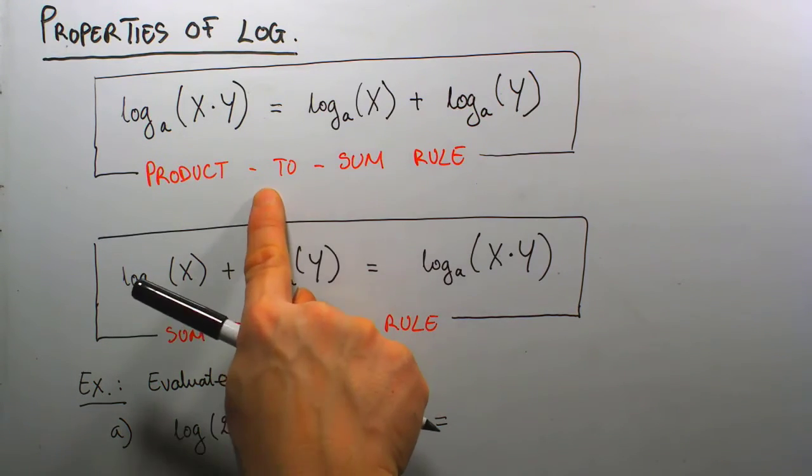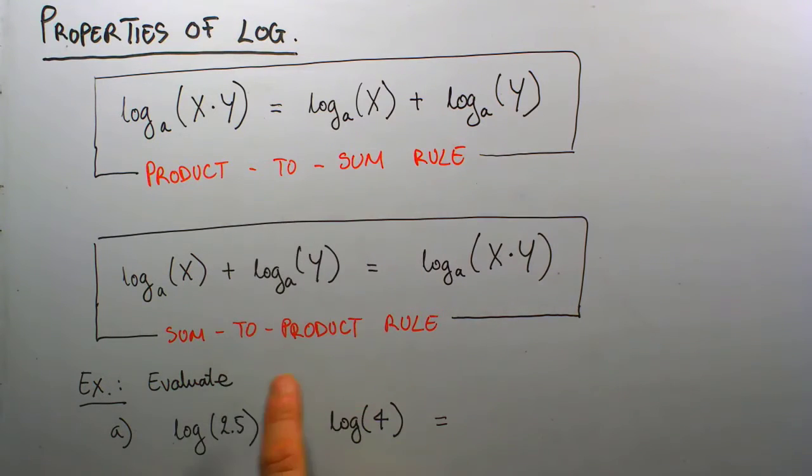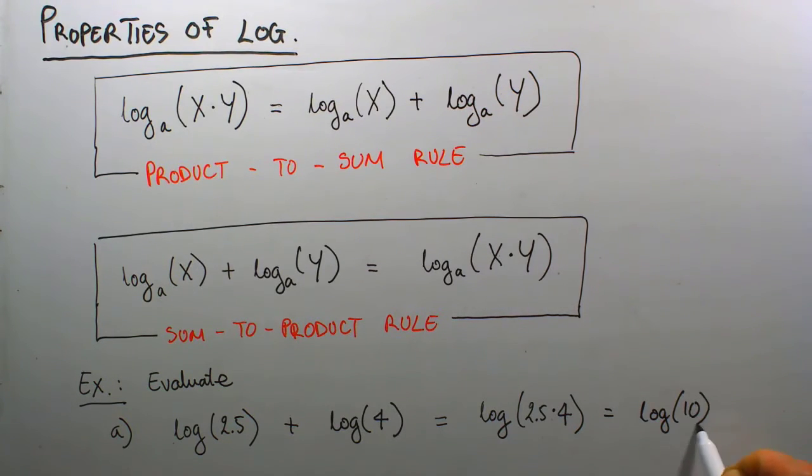Using our understanding of the sum to product rule, I see that I can bring this sum into one logarithm, because it's the same log, same base. I can bring these two into one logarithm, log base 10 again, of the product of these two numbers. So these two numbers will be multiplied together in my logarithm. So 2.5 times 4 will equal 10. And that is the same as log base 10 of 10. And the answer will come out as easy as 1.